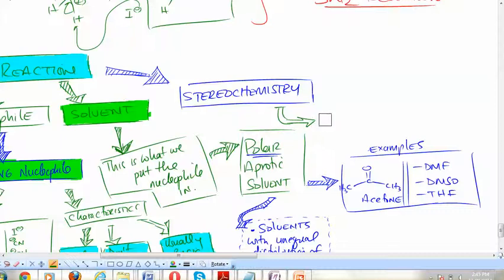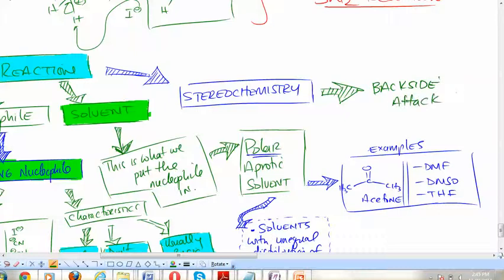It turns out that the stereochemistry depends on how the nucleophile comes in when the leaving group leaves. Remember that it does a backside attack, right at 180 degrees. Because we're doing a backside attack, this backside attack is going to lead to an inversion of configuration.